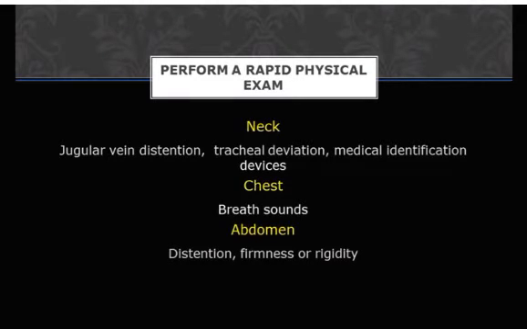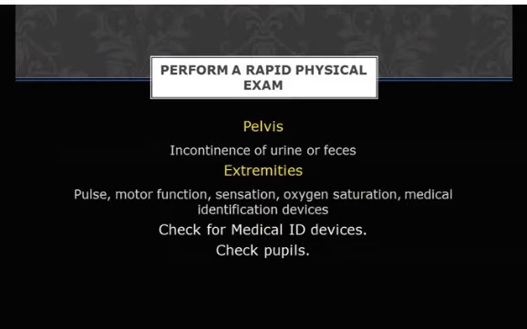And we're going to go through this again because I just went through all this. We're looking for JVD, medical identification necklaces around the neck. We're looking for breath sounds at the chest. We're looking for firmness and rigidity in the abdomen. Okay, in the pelvic area, as well as checking for stability, we're also going to check to see if they've been incontinent of urine or if they've lost control of their bowels. Typically, that is pretty common in a seizure patient.